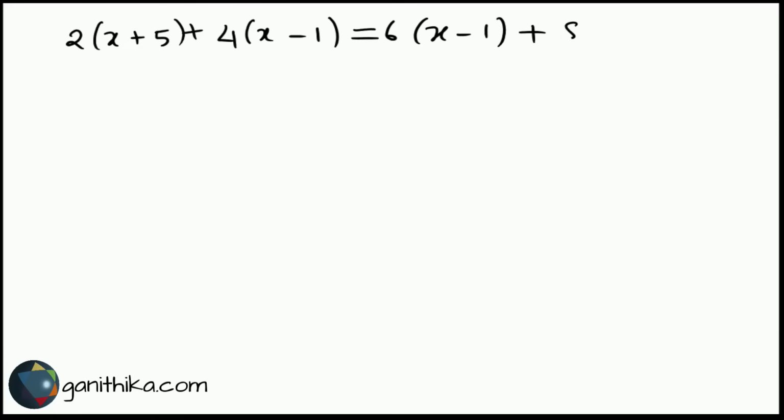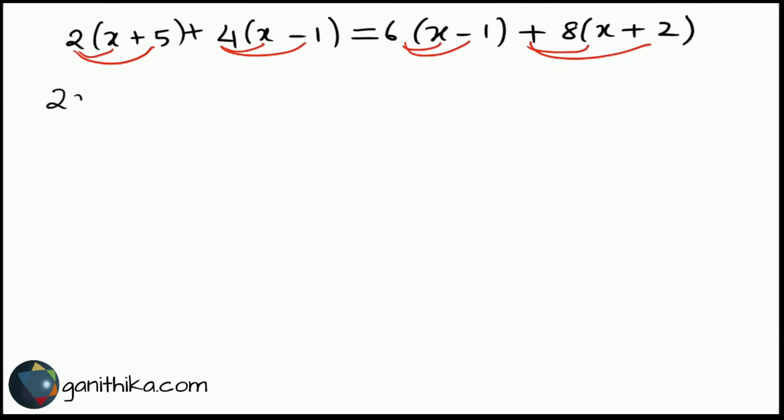Now let's make it a little more complicated. We'll have on the left hand side 2 times (x plus 5) plus 4 times (x minus 1). We have two terms, a little more complicated than we have seen before. But on the right hand side also we'll have a complicated set of terms, say 6 times (x minus 1) plus 8 times (x plus 2), for example. So we have these bracketed terms on both the sides with addition or subtraction, whatever we have. So the basic idea is multiply term by term on both the sides, and first expand the expressions on each of those sides.